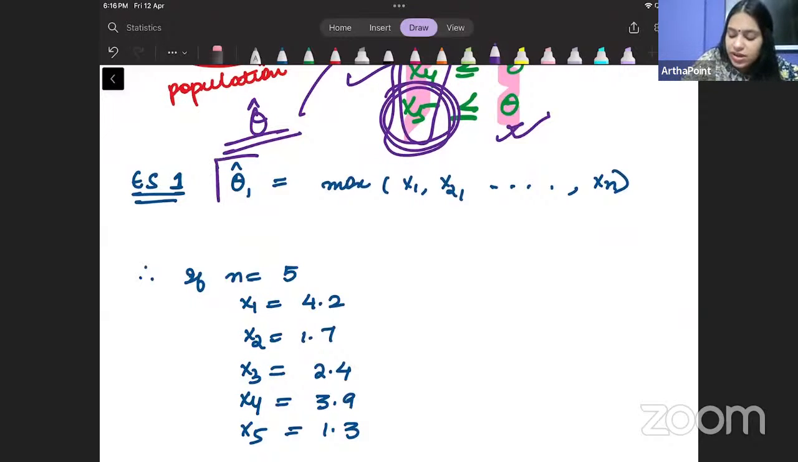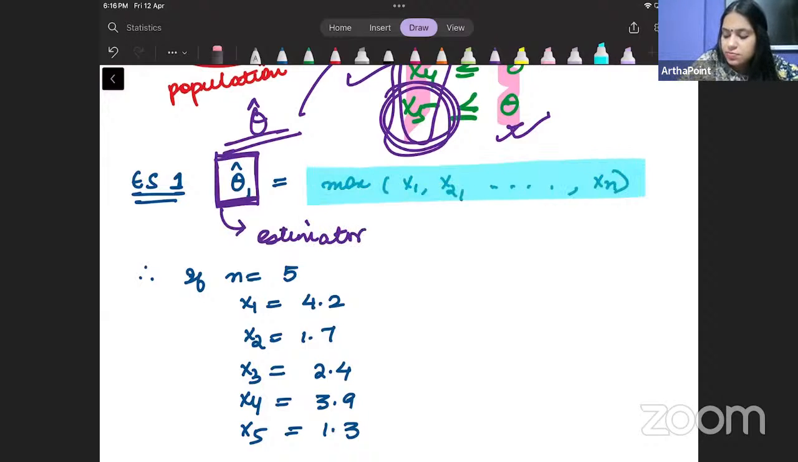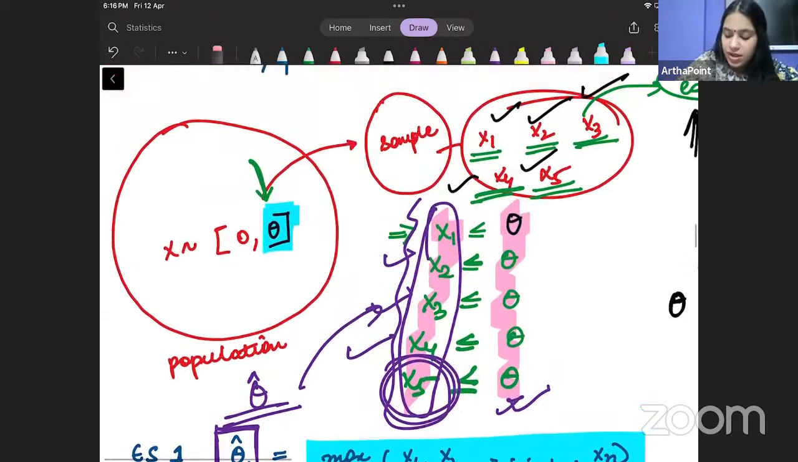So I am going ahead and I am saying that let my estimator be the maximum value of the x's. Try to understand this thing. ध्यान से समझने की कोशिश करो. मेरे सारे एक्सेस 0 से थीटा के बीच में है.